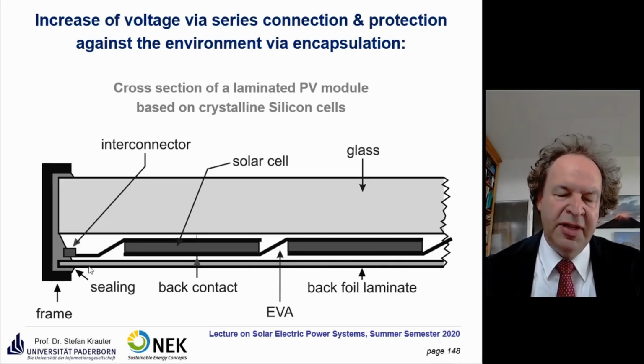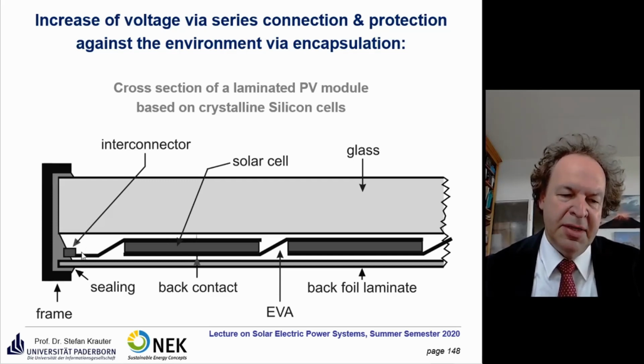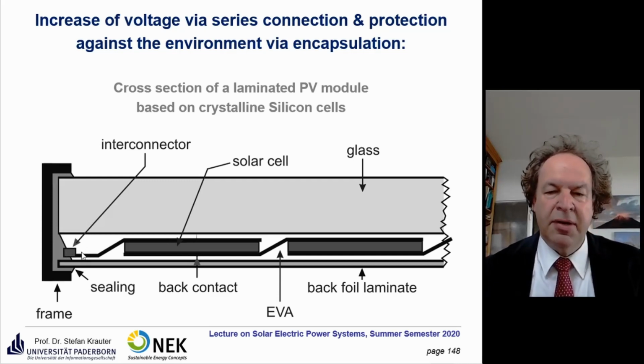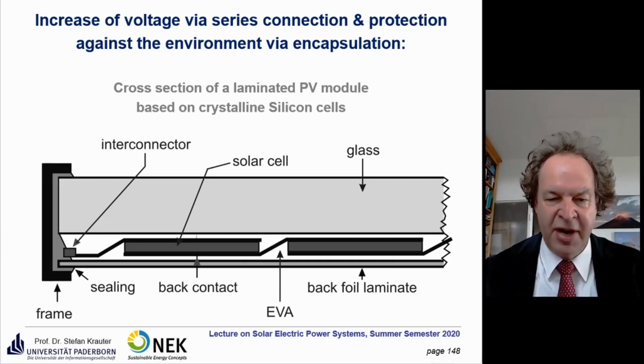Then you have the string interconnector. Usually that's not directly at the sealing, it's a bit apart from the frame to allow good insulation. Remember, the latest modules have a voltage of 1000 to 1500 volts, so they have to be kept at a distance from the metallic frame.